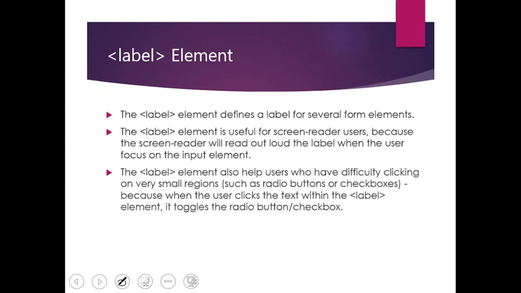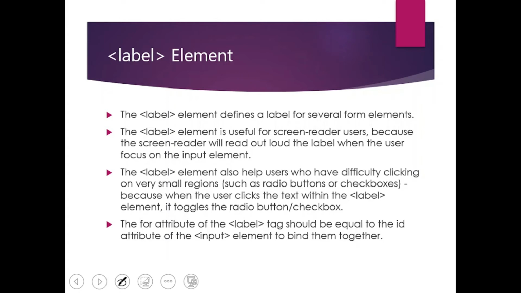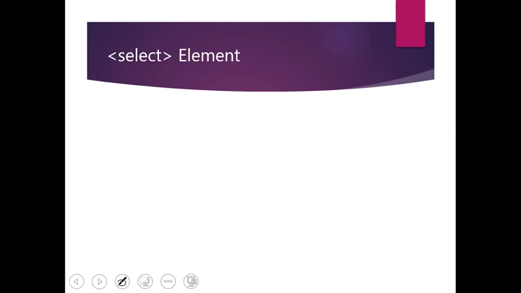The label element also helps users who have difficulty clicking on very small regions such as radio buttons or checkboxes, because when the user clicks, the text will be toggled. So in the label element you can put a radio button and put a label next to it as male or female. So even when the user clicks on the radio button, it understands which radio button has been selected. That's how you can put a label next to the radio button. The for attribute of the label tag should be equal to the ID attribute of the input element to bind them together.